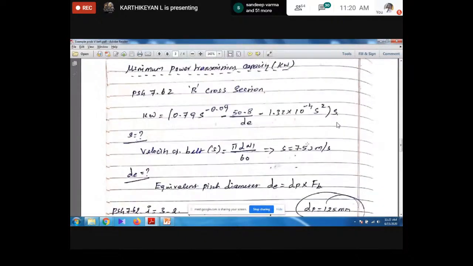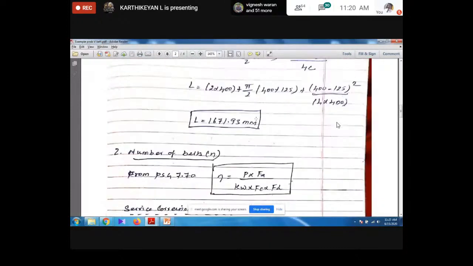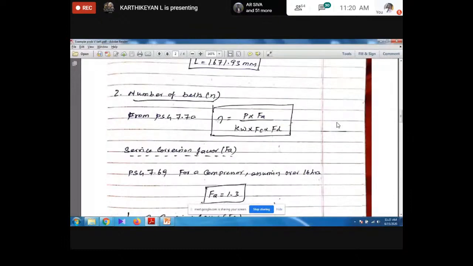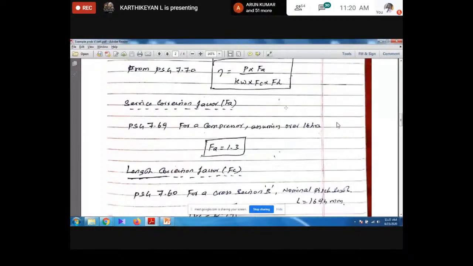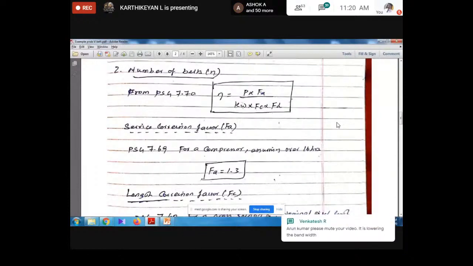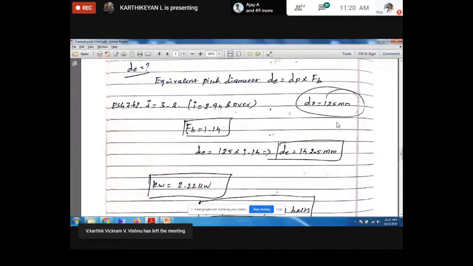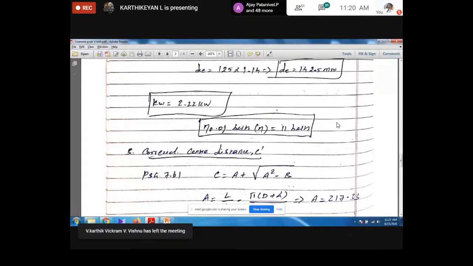So by substituting all those things in the main equation, the kilowatt, so number of belts formula, P is given, no problem. FA is service factor, length correction factor, angle of arc of contact correction factor, and belt rating. By using this data, we can calculate the number of belts. So I am getting about 11 belts. The nearest value is 10 point something. Rounded off, we will get 11 belts.